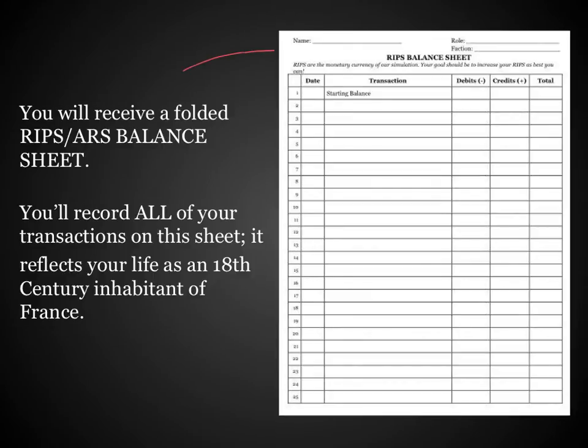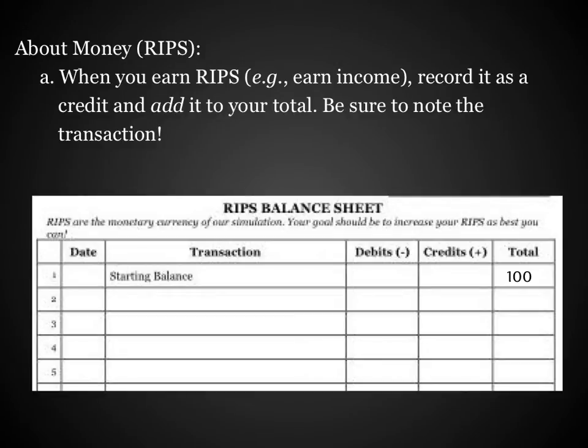Now, obviously, you'll always be known by your name, but pay close attention. Everyone is going to have a role, a character, to play for the simulation, and that character will belong to a faction. And that faction will be one of the 4 designations. You'll be First Estate, Second Estate, Third Estate Bourgeoisie, or Third Estate Peasant Urban Poor. So how exactly will this RIPS balance sheet work? Well, it's pretty simple. Whenever you earn RIPS, whenever you earn income, you will record it as a credit and add it to your total.